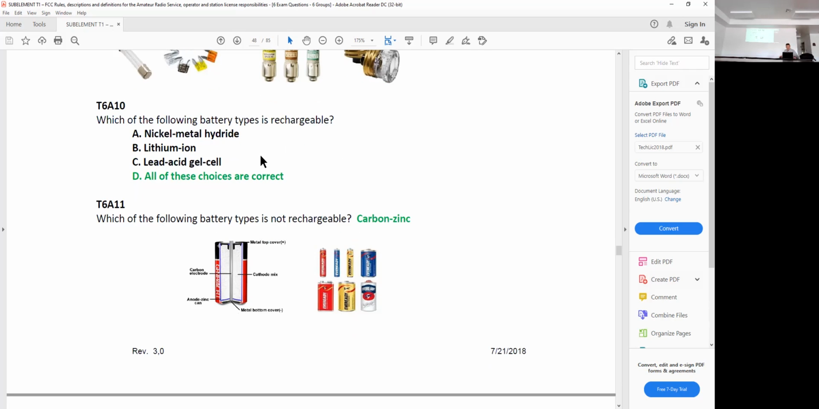Lead acid, that'd be like your car battery. But this question lists specifically gel cell. What's the difference between a regular lead acid and a lead acid gel cell? Anybody know?